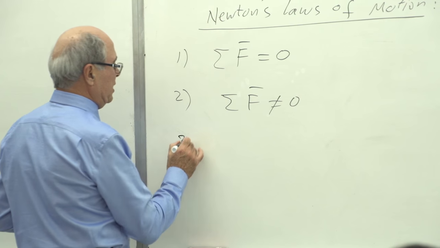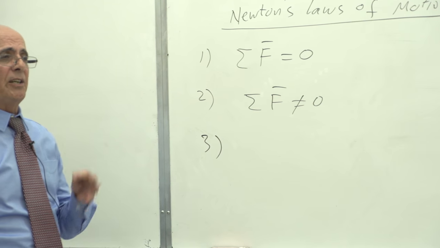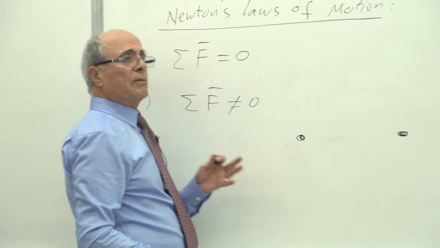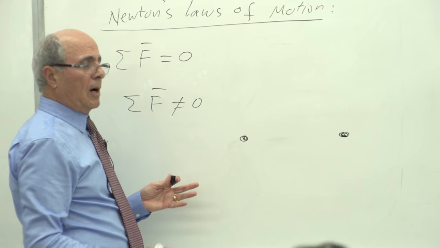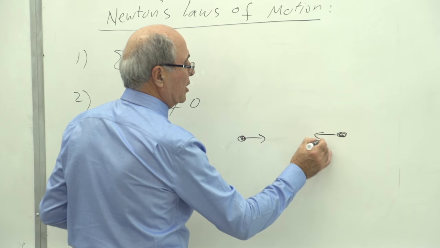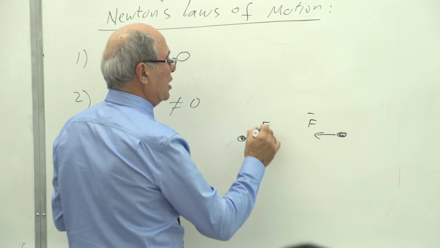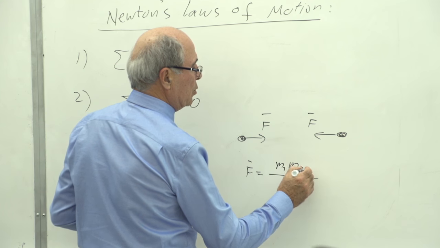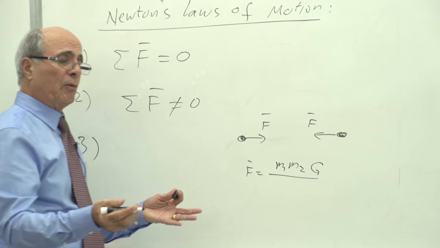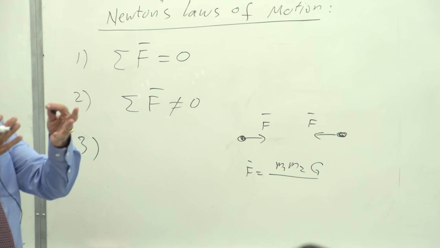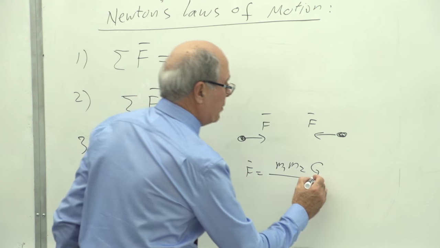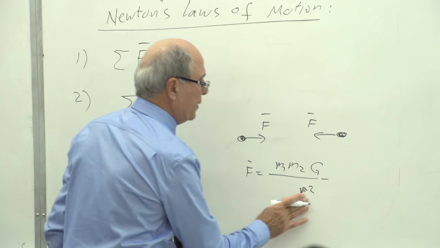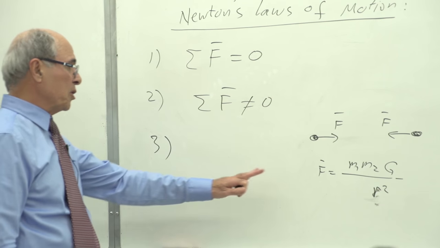And law number three, that I'm sure some of you are familiar with, is that if you have two masses close to each other, they are going to exert forces that are equal and opposite. So those two forces are equal. And then a formula is given for that force, which is equal to m1 m2 times G, which is the gravitational constant, depends on where you are, on Earth or on the Moon, divided by r squared, r being the distance between the two. Is that correct? Are we going to use that?